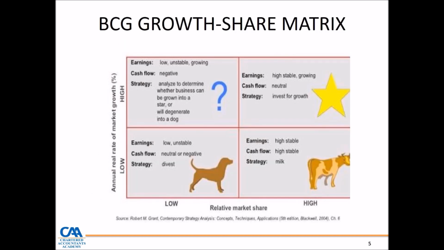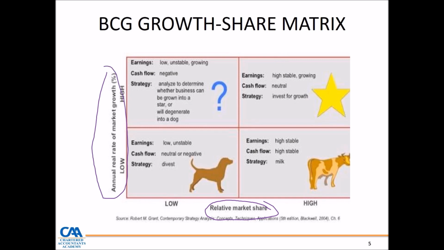Then another growth model you can use is what we call the BCG growth share matrix. And I'm sure if you look at the matrix, you're seeing some very interesting things there. We've got a cow, we've got a dog, question marks, and a star. So that model has got two axes. The x-axis has the relative market share, and the y-axis has the rate of return.